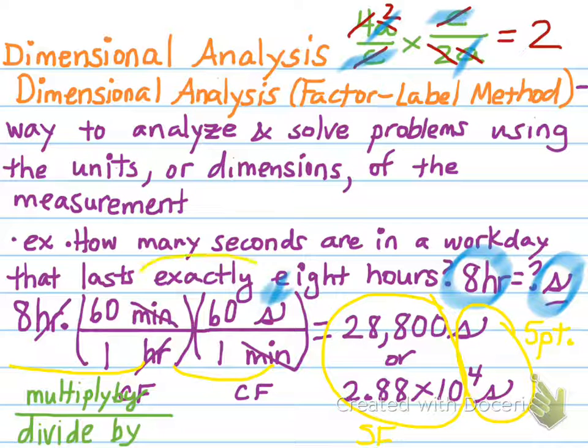Because of this term exactly here, that means that I have exactly 8 hours. I could put 8 point, a decimal point, and put as many zeros behind it as I want. I want exactly 8 hours, which means really I have unlimited significant figures. Okay. So that's our first example problem.